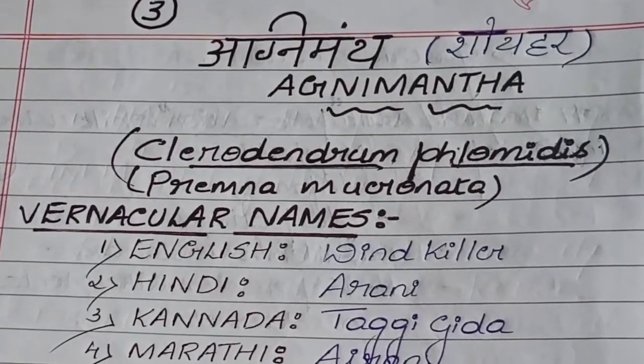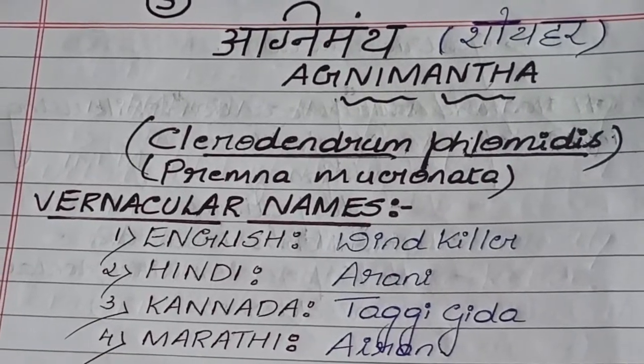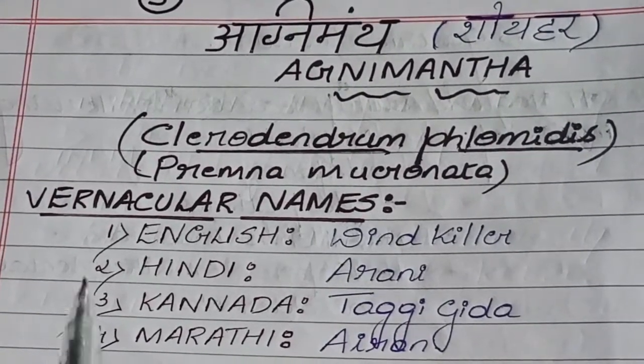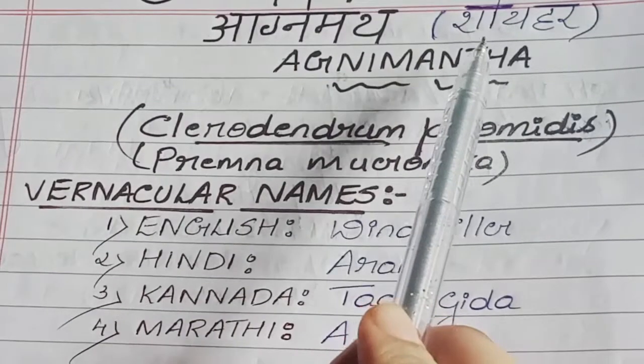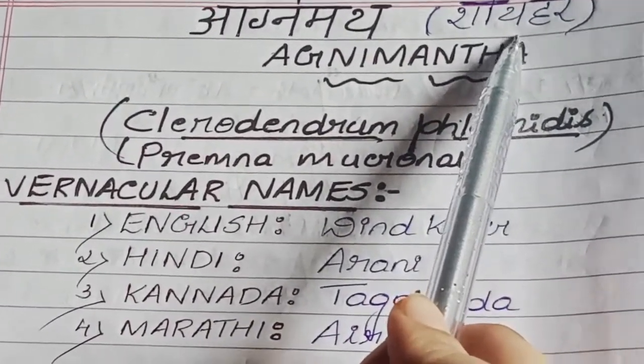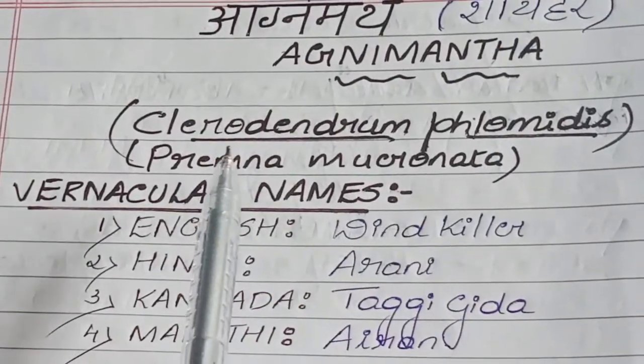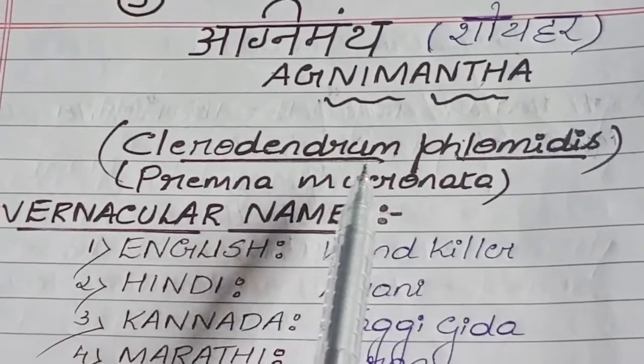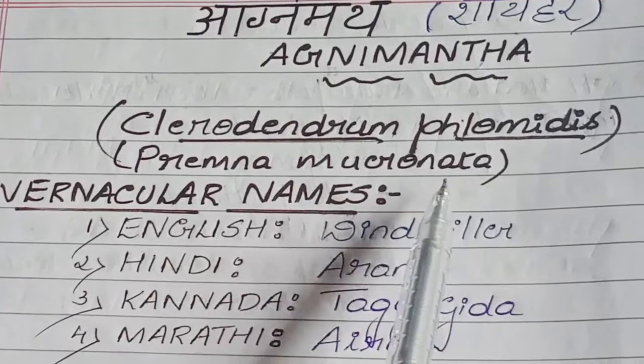This is the third lecture of Dravyaguna subject. So today let's discuss the drug Agnimantha. The main function of Agnimantha is Shothahara, that is, to reduce inflammation or edema. It is of two varieties, that is Clerodendron phlomidis and Premna mucronata.